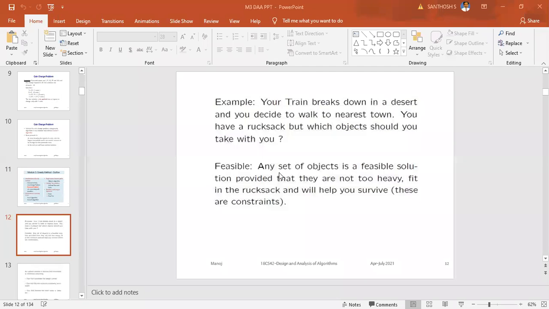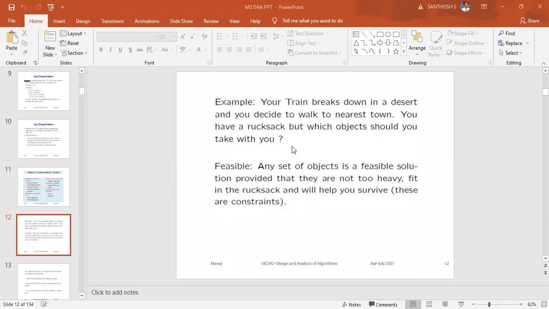So come to this example. Your train breaks down in a desert and you decide to walk to the nearest town. So you are traveling somewhere, your train breaks down in a desert. Desert means there is nothing. And you decide to walk to the nearest town and you have a rucksack. Rucksack means it's an empty bag only. But which objects should you take with you?